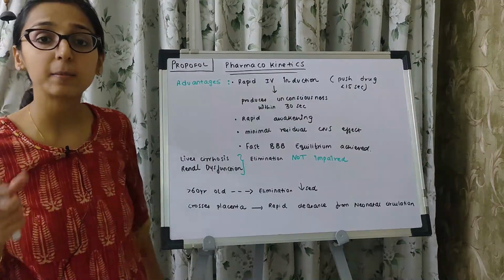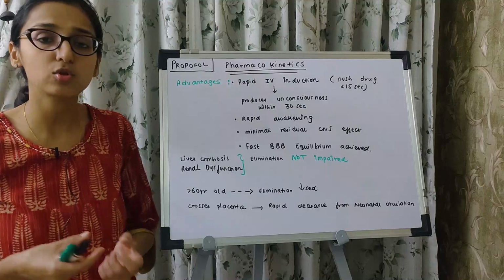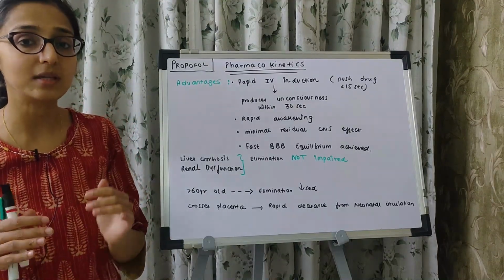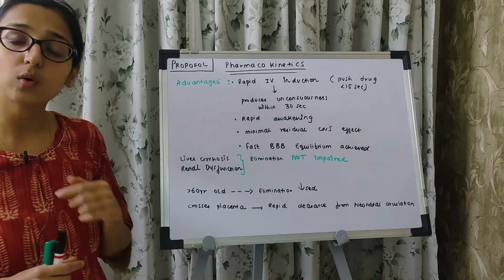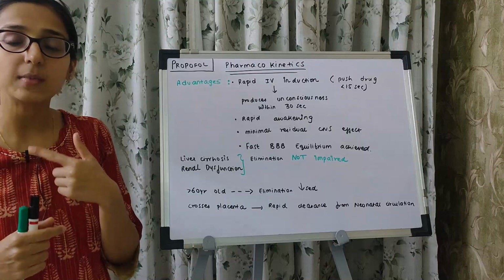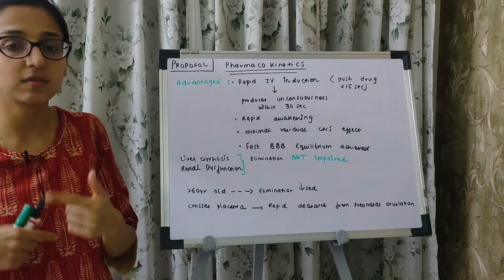But if the patient is very old, for example more than 60 years old, in this situation the clearance will be quite reduced. Propofol also crosses the placenta. It enters the neonatal circulation, but it will be cleared out from the neonatal circulation very rapidly.